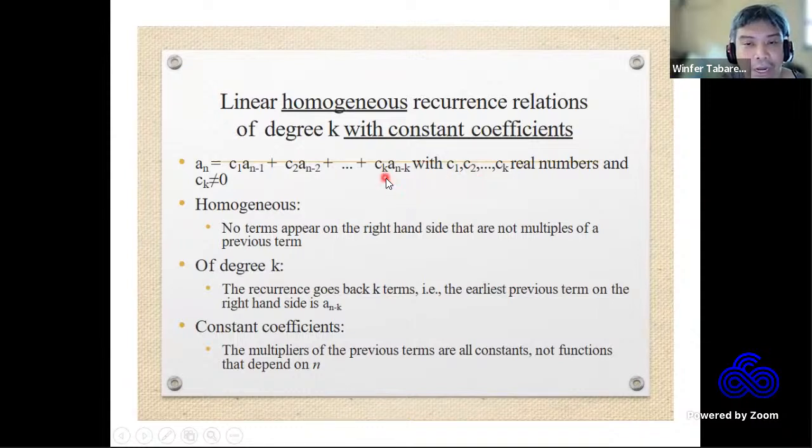It's of degree k, specifically because of c sub k not being equal to 0. And we have constant coefficients, meaning the c sub i's here are just constants, and we don't have any expression involving another variable or even the variable n. So that's what we mean by a linear homogeneous recurrence relation.